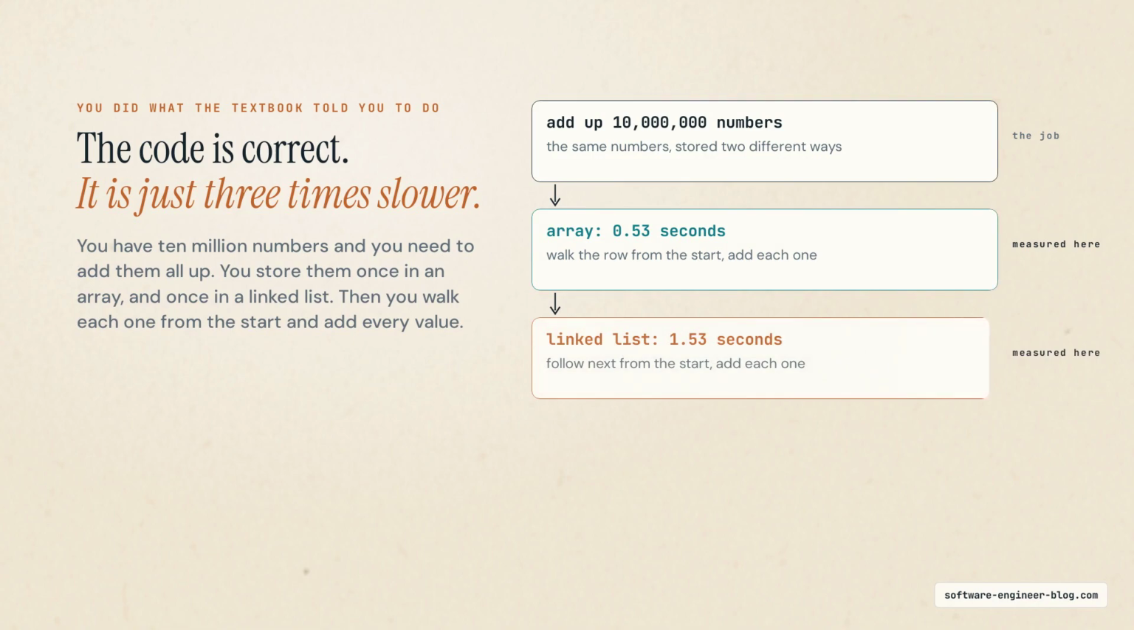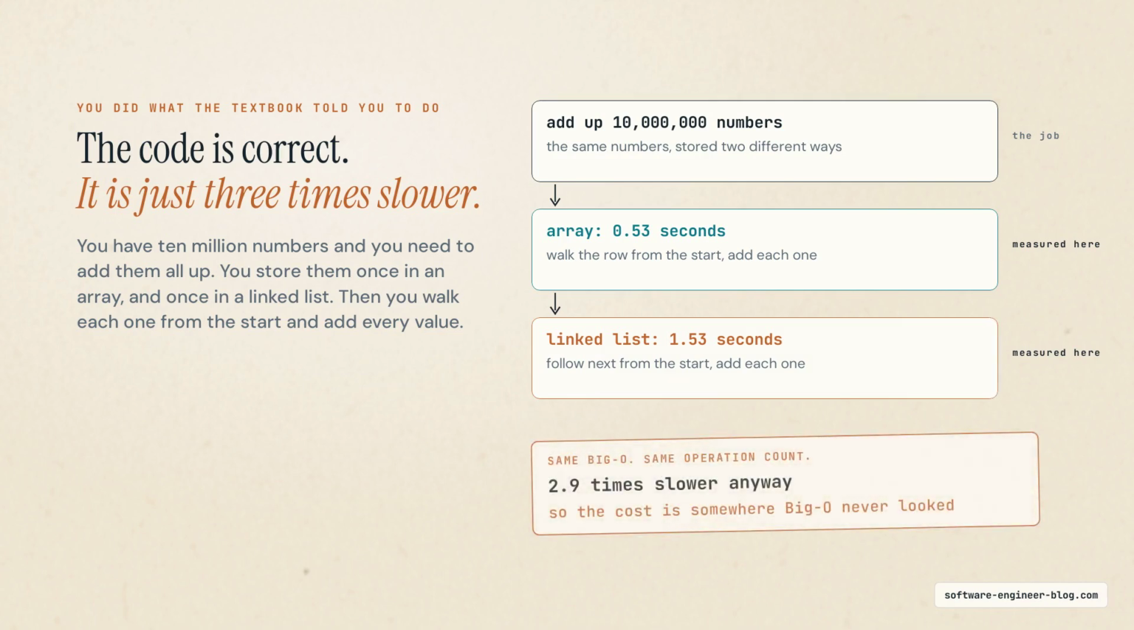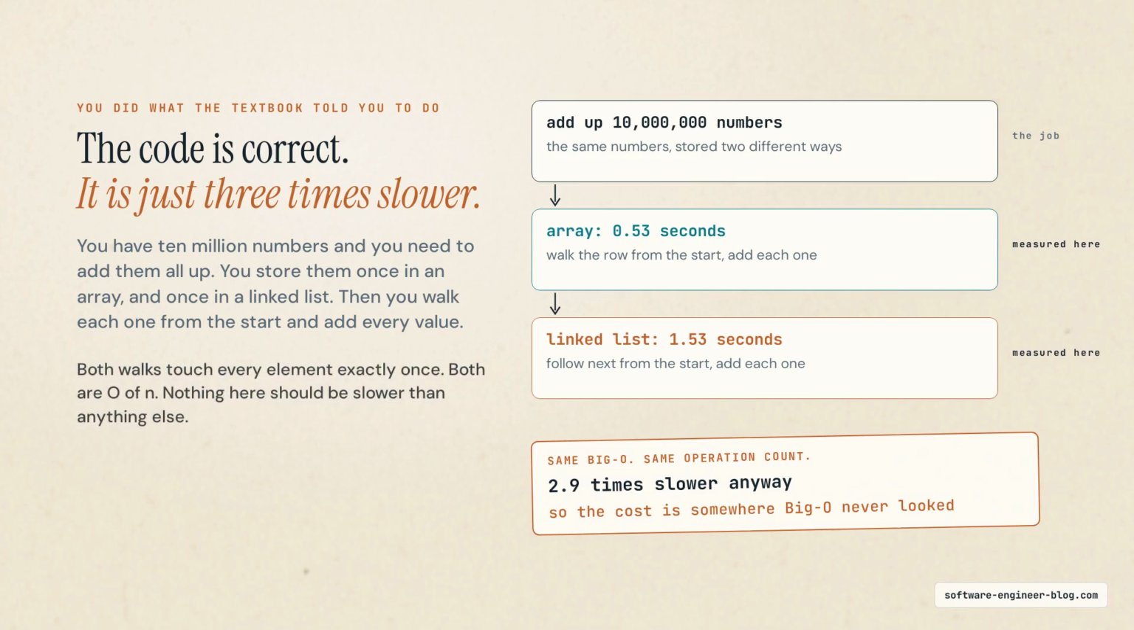And here is the strange part. Both walks touch every element exactly once. Both are O of n. By the book, they should cost the same. They do not. So something is charging you, and Big O never mentioned it.